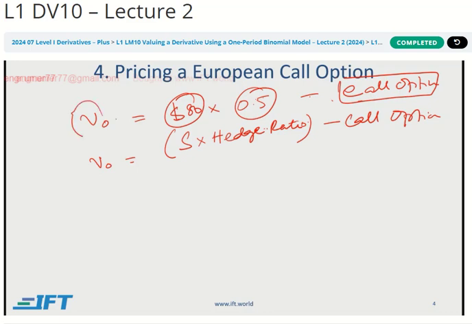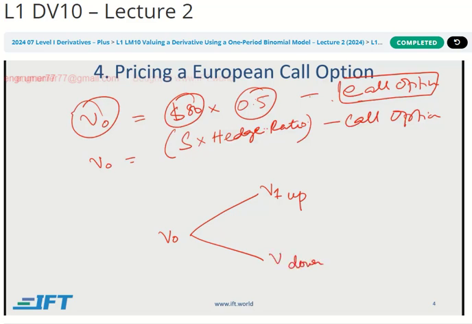So this is the value of our investment today. But what we will do is we are first going to calculate the value of our investment in the case of an up move, and we will calculate the value of our investment in the case of a down move.